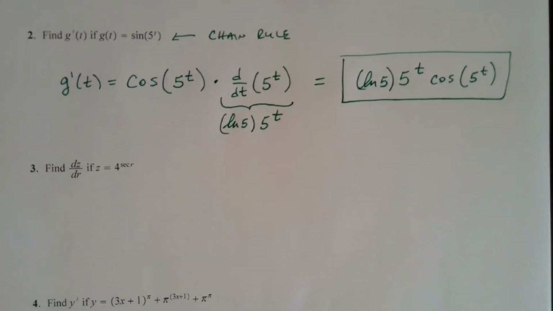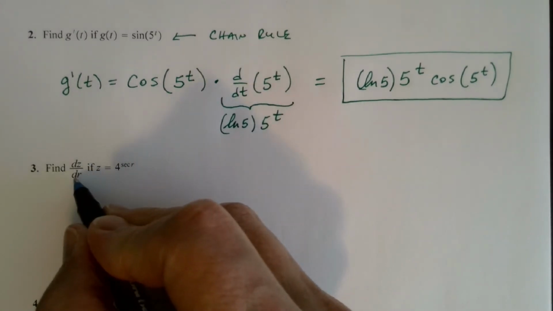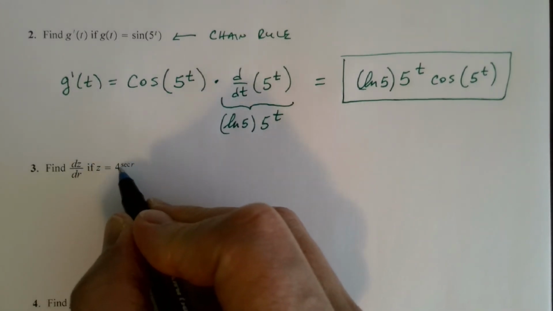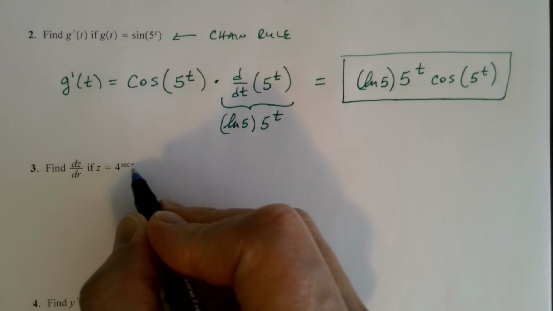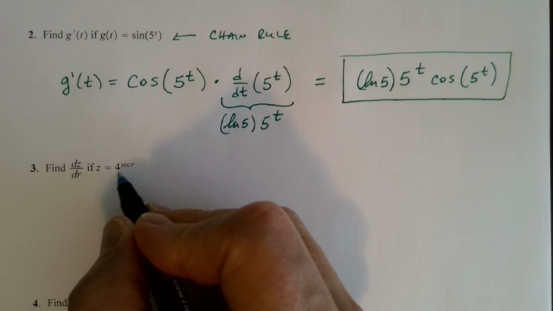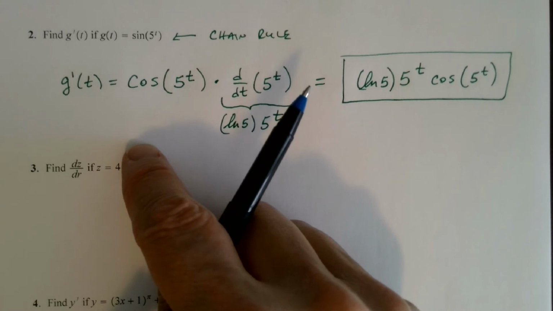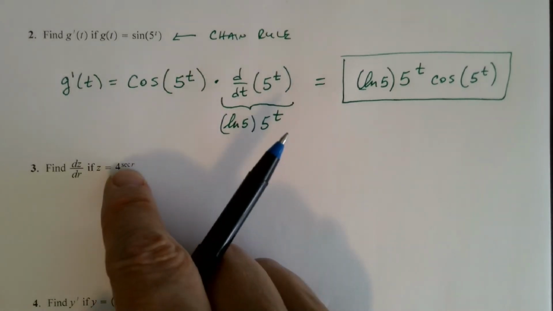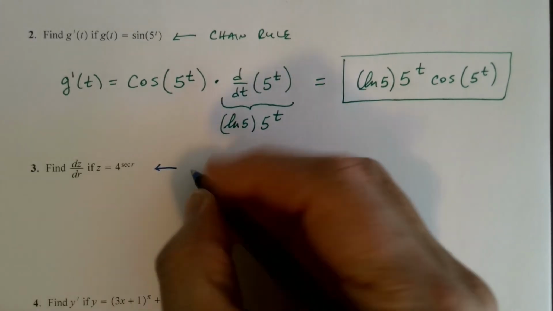Look at one more here. Find dz/dr if z is equal to 4 to the secant r. Okay. So what do we have here? We have a composition again. We have the outer function is 4 to the u, 4 to some power. The inner function is secant r. So we've got a chain rule going on here. This is a composition.